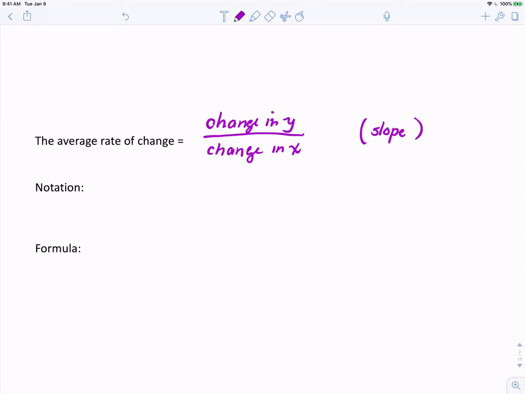For notation, so that we don't have to keep writing change in y over change in x, there's an abbreviation for change, and it's this little triangle here. And that triangle is called a delta. So we can write this as delta y, change in y, over delta x, change in x. It's just a way of shortening the notation. In the formula, to find the change in y, you simply subtract the y coordinates, and to find the change in x, you simply subtract the x coordinates.